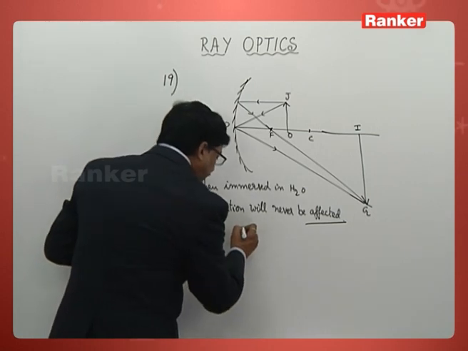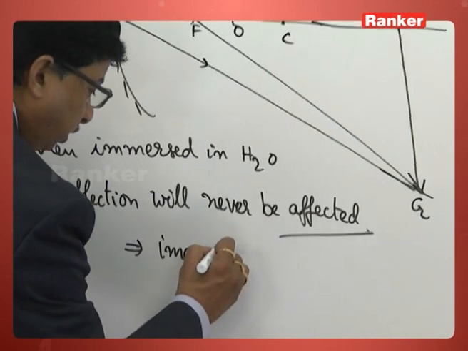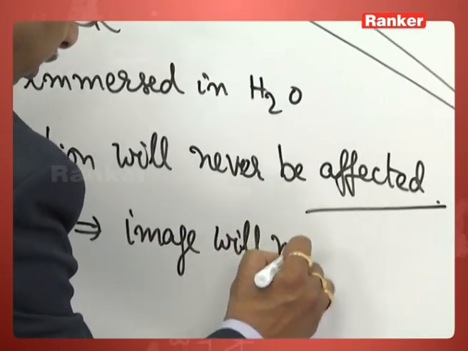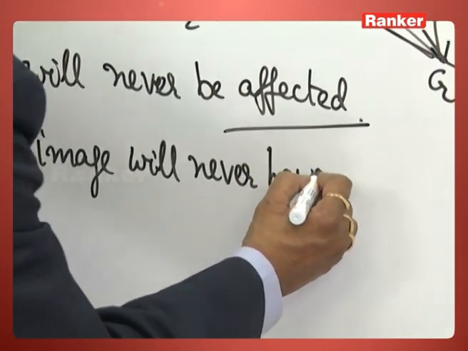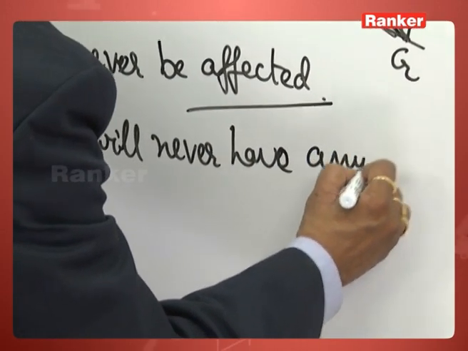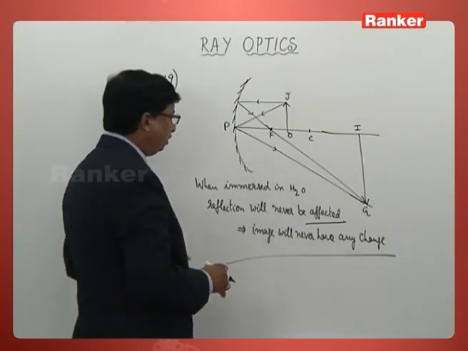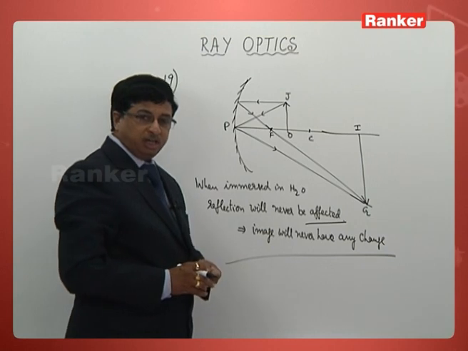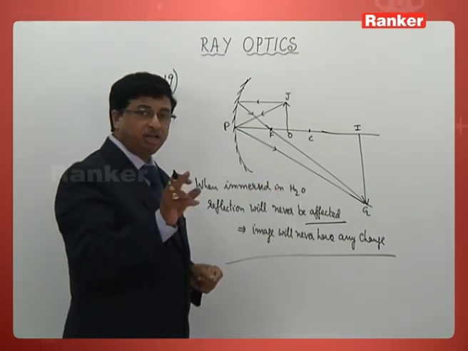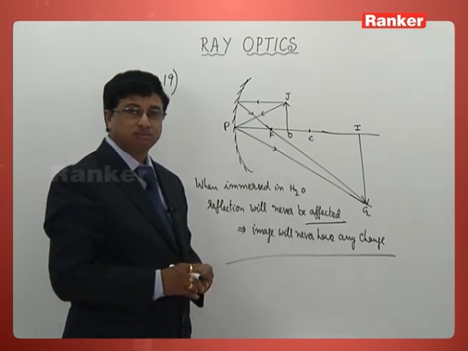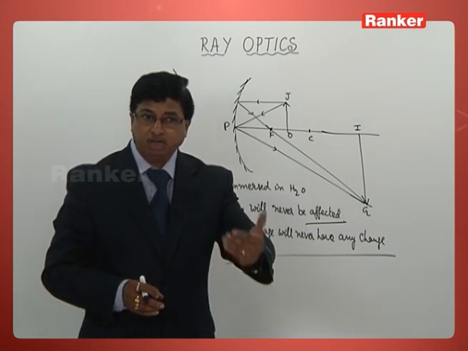So it is understood, this implies the image will never have any change. That is the concept we have to understand. But let me repeat once again, had it been refraction of light, surely it would have its own influence. Whatever we can understand, refraction is just between 2 separate media.